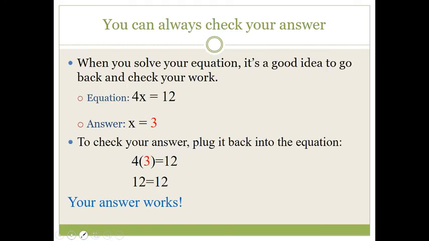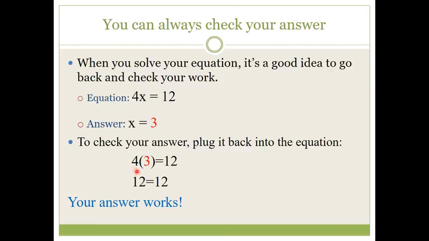That number was 3. But when solving an equation, it's always a good idea to go back and check your work. And this is easy to do. So suppose we came up with the answer 3. And we're looking at our original equation of 4x equals 12. To check my answer, I just plug my answer back in for x into the original equation. We call that substituting.